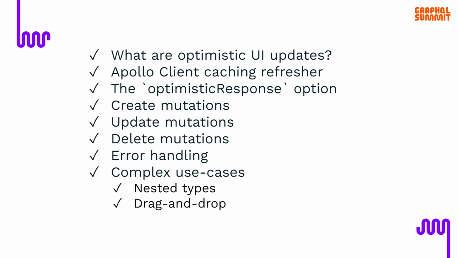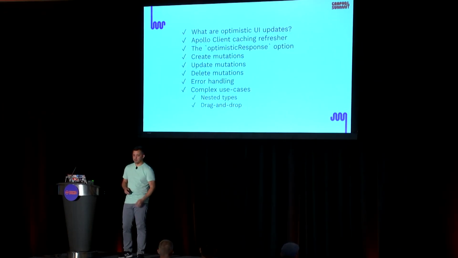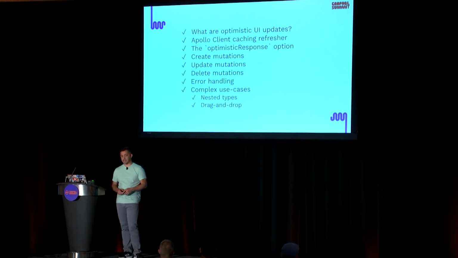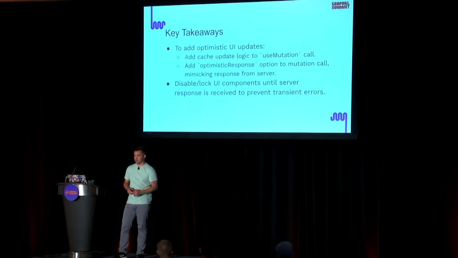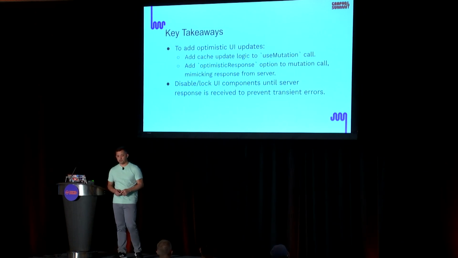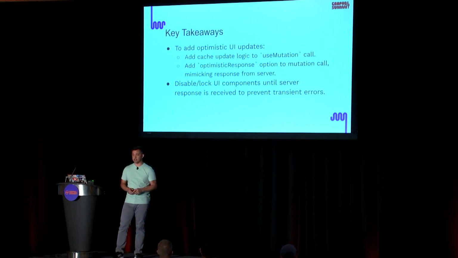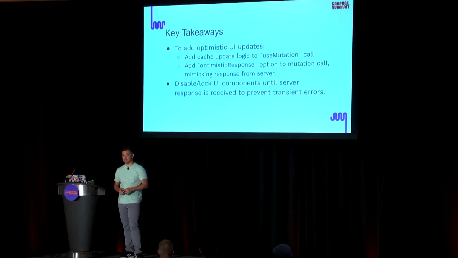All right, so now we've covered everything that I wanted to get through. But before you go, I'd like to leave you with a few key takeaways. So when adding optimistic UI updates to your app, there are two general steps that you'll need to follow. First, you need to add explicit cache update logic to your use mutation call. Then you'll need to add the optimistic response option to the mutation call itself. Finally, as a tip, remember to always disable or lock any optimistic UI components until they've been replaced by the server ones. This is going to help prevent any transient errors, which are super difficult to debug.